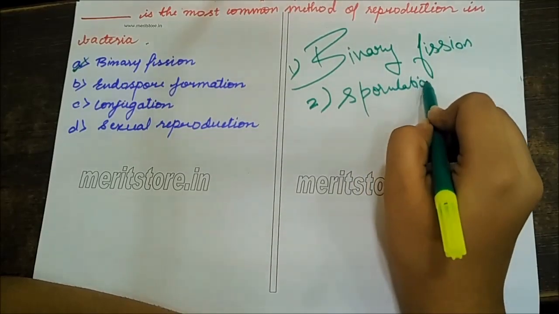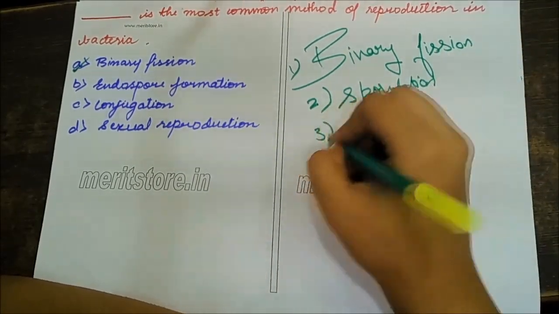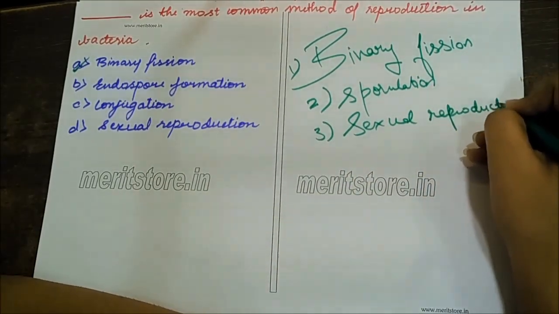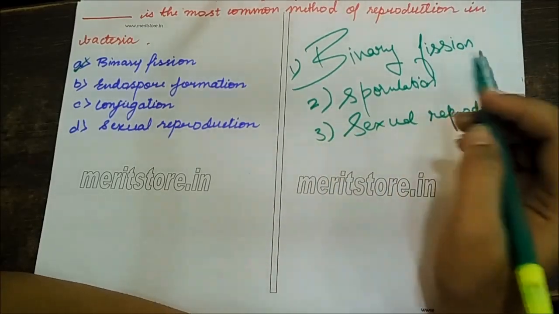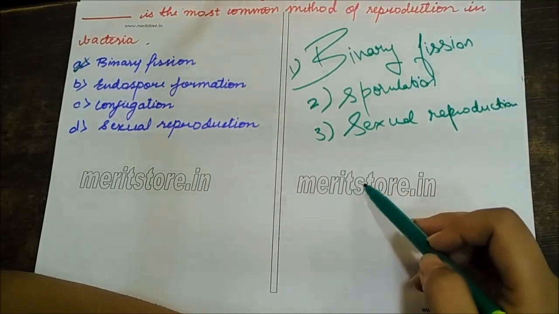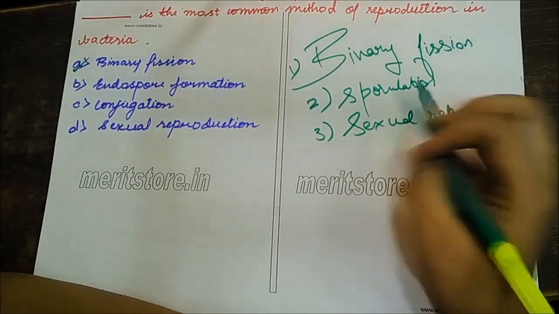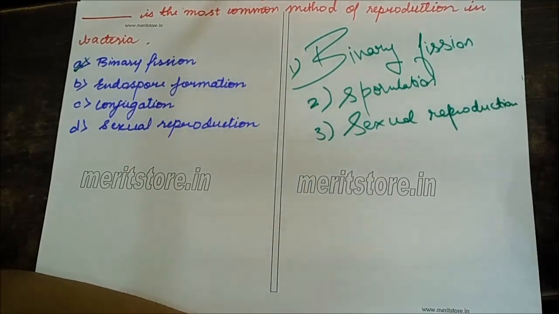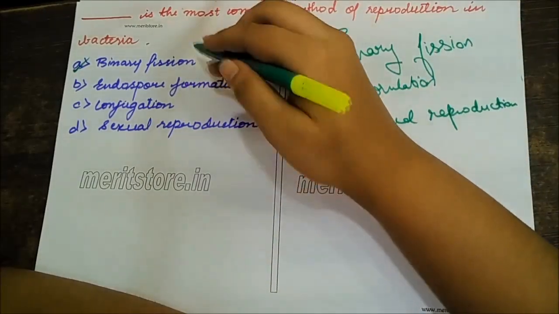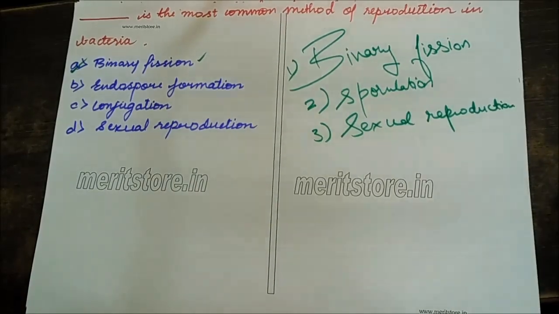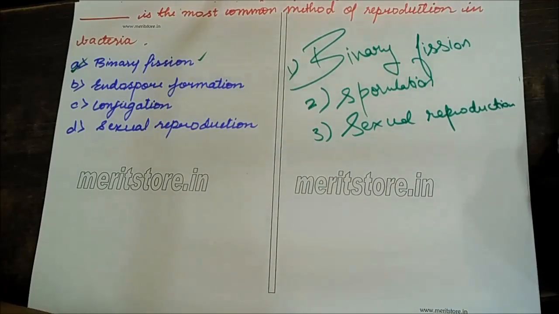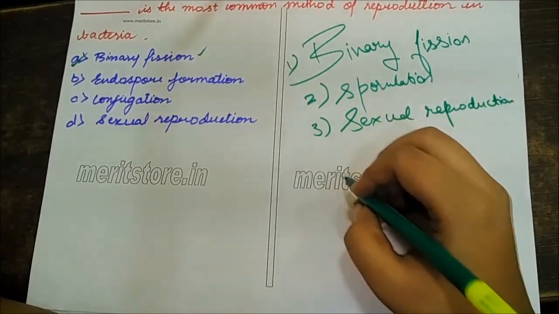sporulation, and sexual reproduction. Now you may also get the question as dash are the most common methods of reproduction in bacteria. They may give you these three options with the option fourth, that is all of these. So you have to take all of these. Now for this question, dash is the most common method of reproduction in bacteria is binary fission. And then binary fission is the most common method of bacterial multiplication under favorable conditions.